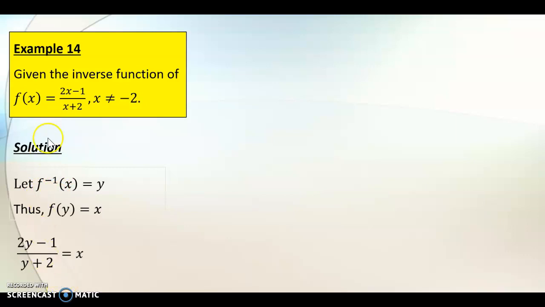Now this is our original function. What you have to do is interchange. This is step 2, interchange x and y. So from x change to y, from x change to y, and this is basically y. Then y is interchanged with x.